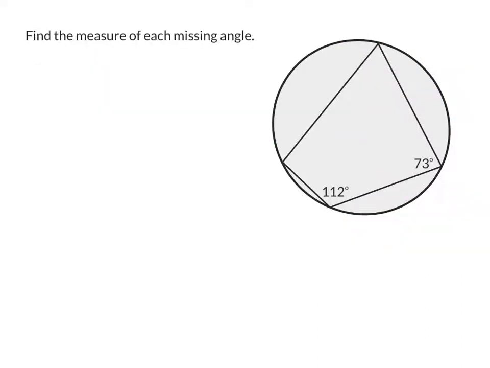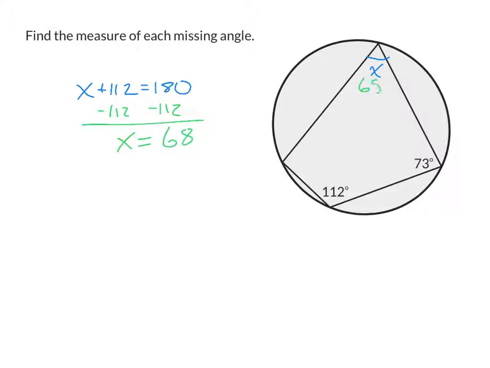So we want to find the measure of each missing angle. So let's start here, and I'll call that x here. And so we know that because they're opposite angles, x and 112, they have to add together to make 180 degrees. And so I'll subtract 112 on both sides. And x will equal 68. So this is a 68 degree angle right there.